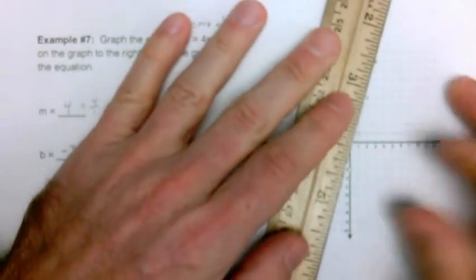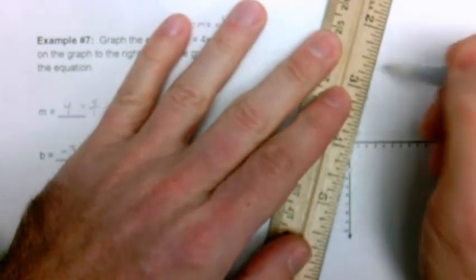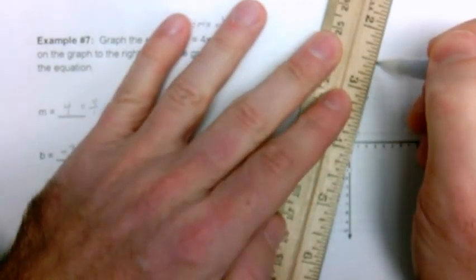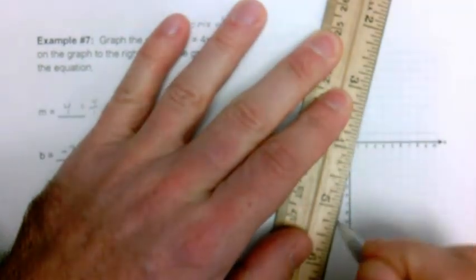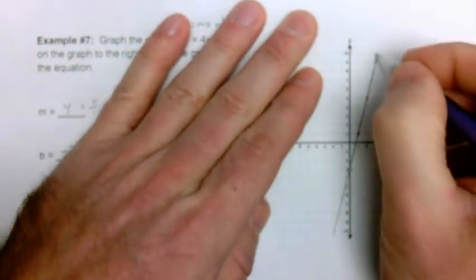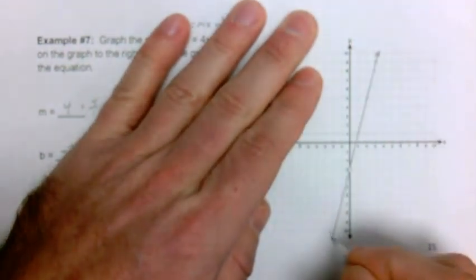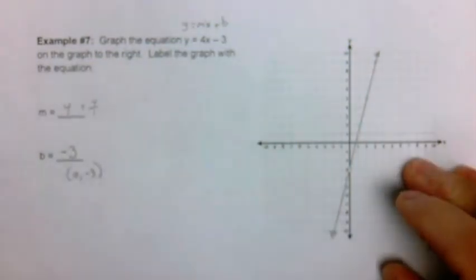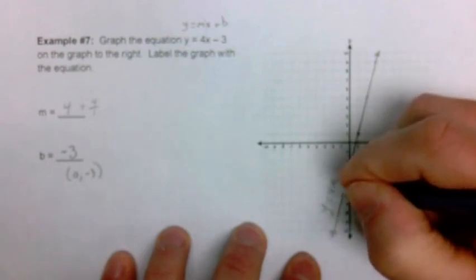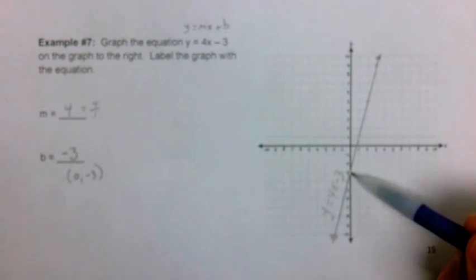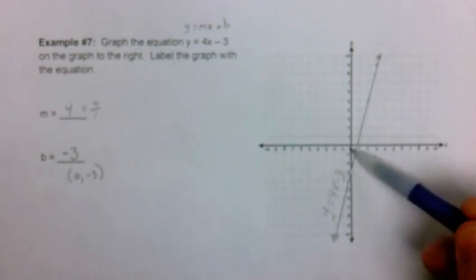Now we can use our ruler and connect all of those points. But again, we're going to extend in both directions as far as we can so that we can get even more points. And there's our line. Put arrows on both ends. And I'm going to label this line with its equation, y equals 4x minus 3. Okay, it's got a y-intercept at 0, -3. And then I rise 4, right 1. The slope of the line is 4.